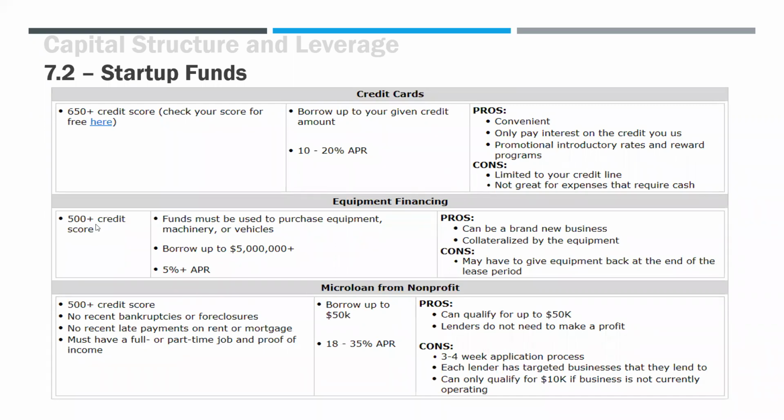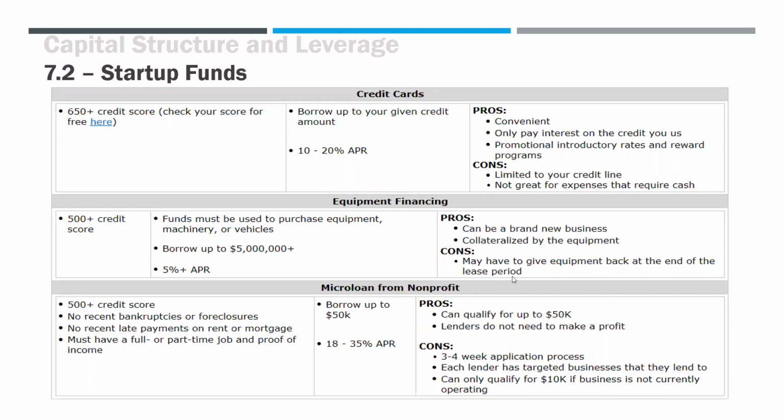Equipment financing, not as much of a credit score requirement, but the collateral is the equipment. You can borrow a lot more money, especially those in the farming industry, it's not hard to get $5 million of equipment, not hard at all. And usually interest rates are pretty decent.